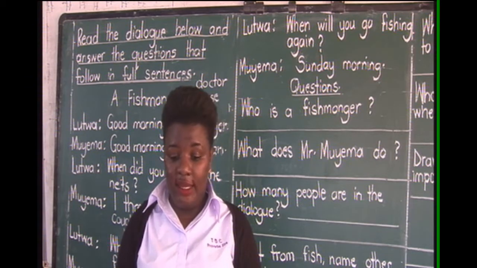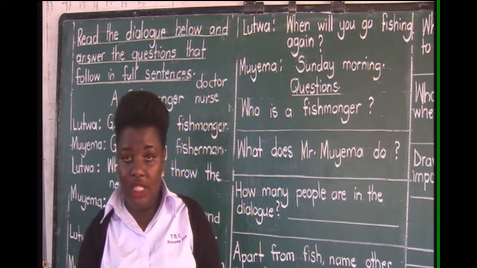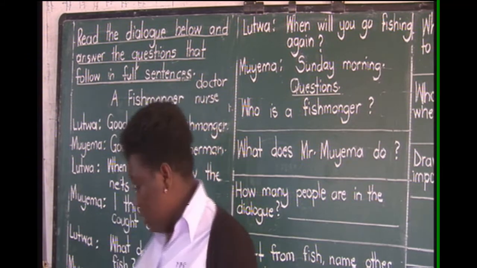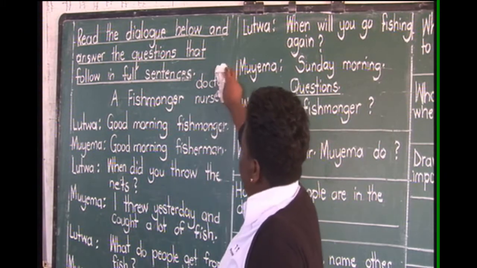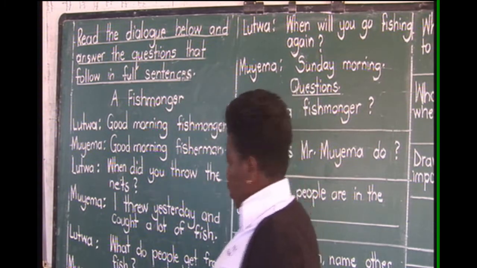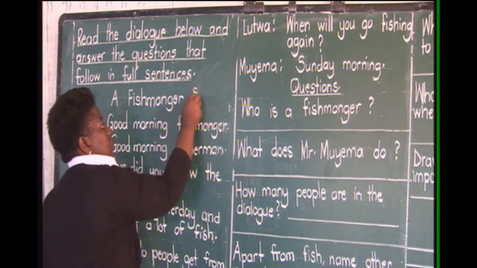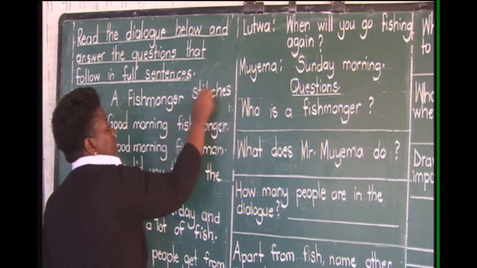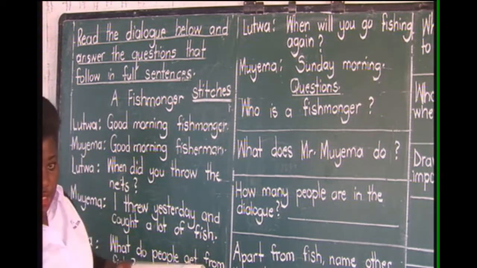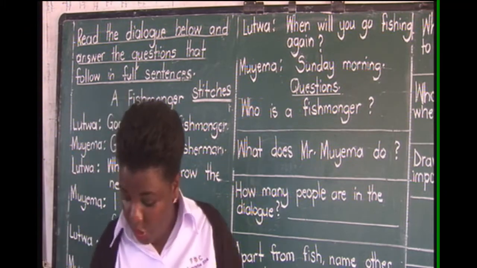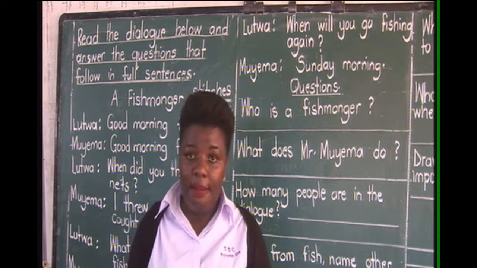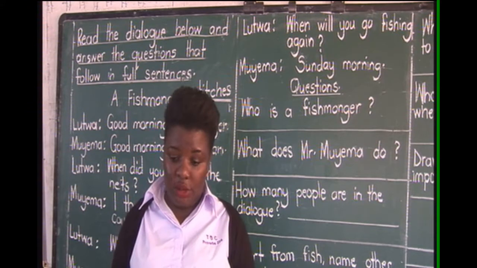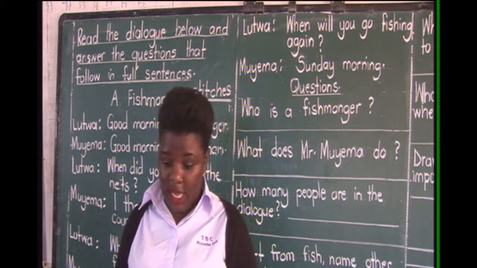We have a tailor. A tailor is a person who stitches clothes. Or you can use the word make, but the word stitch is the best word for you to use. A tailor is a person who stitches. That is the correct spelling of the word stitches. A tailor is a person who stitches clothes. We have a farmer. A farmer is a person who grows crops and keeps animals.